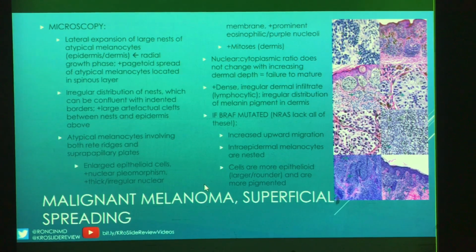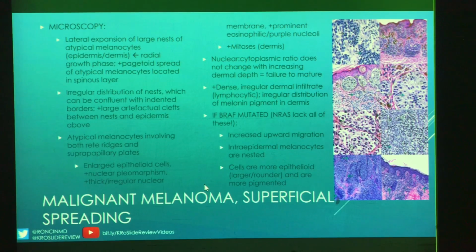These often have a very dense lymphocytic infiltrate, and you can also have that irregular melanin pigment in the dermis. We saw that in our case. Most of the melanin pigment was more in the superficial or papillary dermis, but it can be anywhere within the lesion. If it is BRAF mutated, you will see increased upward migration, okay? You'll have intraepidermal melanocytes that are nested. So instead of those single cells, you'll have nests. And the cells will be more epithelioid, more pigmented.